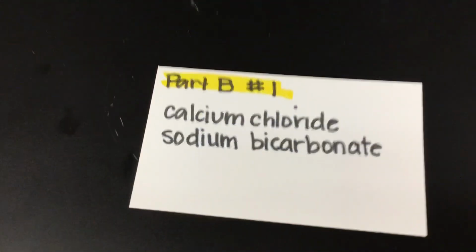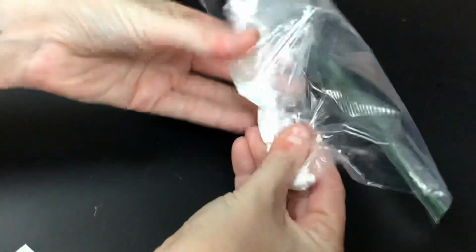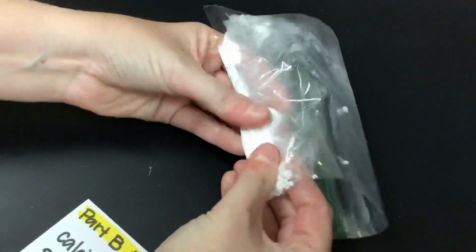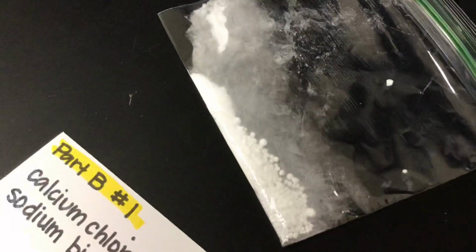So I'm going to go over to Miss Blankenship again. And we're going to start with number 1. So number 1 is calcium chloride and sodium bicarbonate. So she's mixing these two together. Any heat change at all? No heat change, no liquid formation, no gas formation that's observed. All right, so that is number 1. Let's move on to number 2.